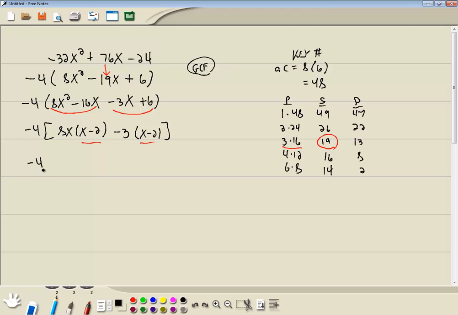Now keep carrying down the negative 4. So bring out the x minus 2. And to see what goes in your second set of parentheses, you can come up here and cross out the x minus 2's. And what isn't crossed out inside the brackets, I can put right here, which is 8x minus 3. And that's our answer.